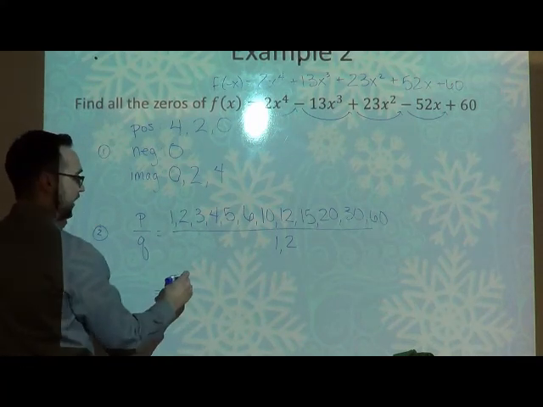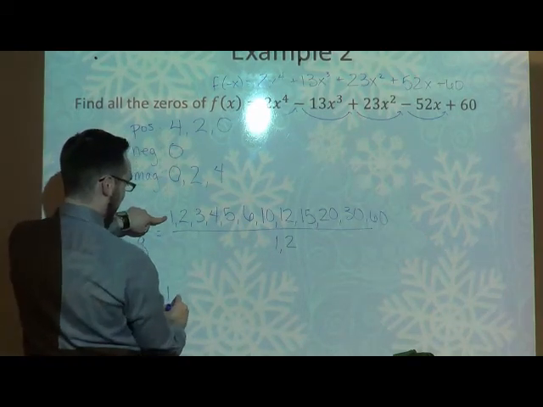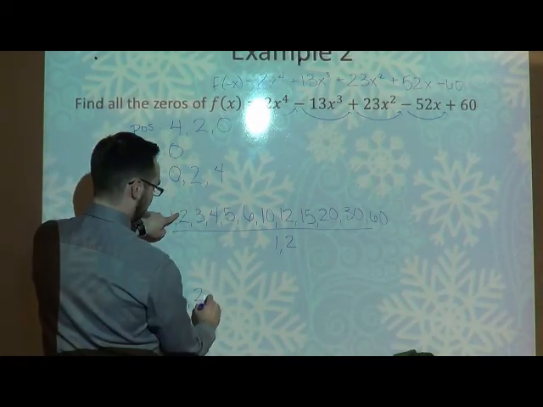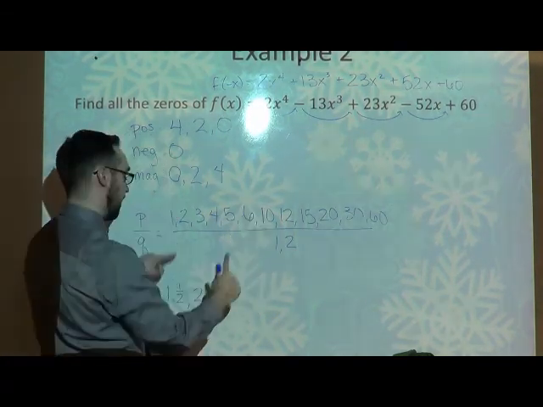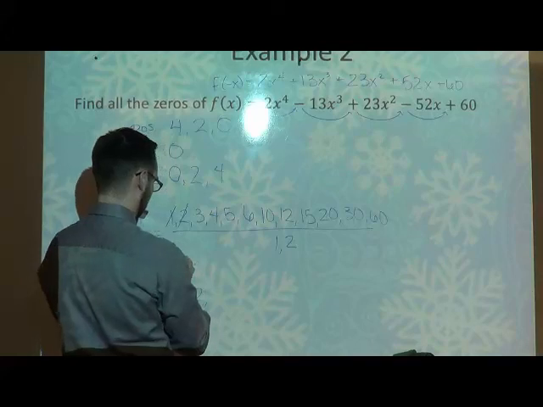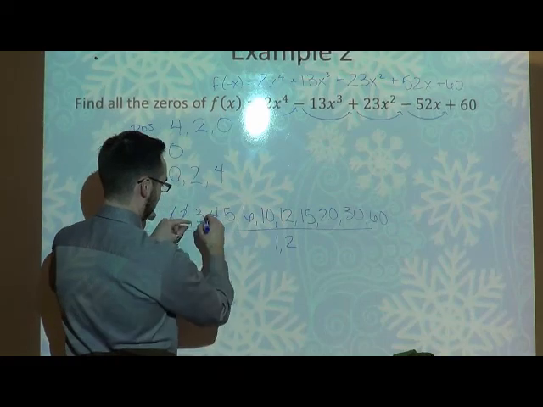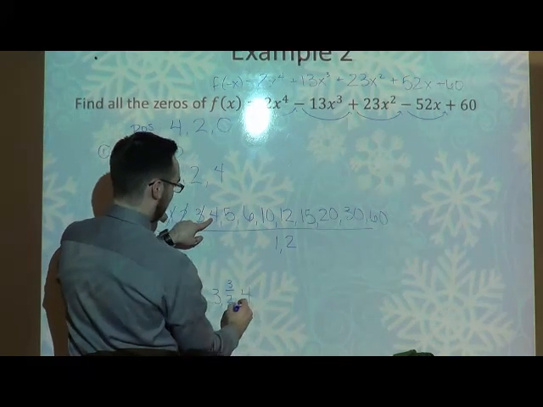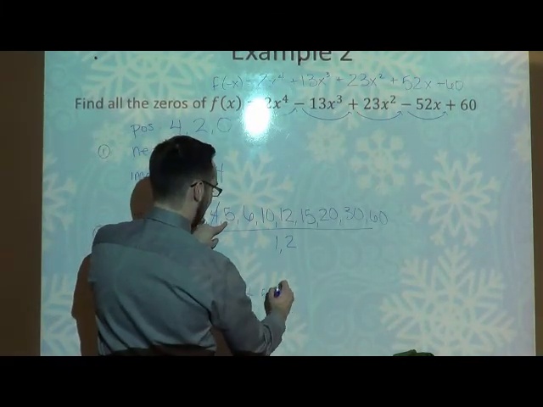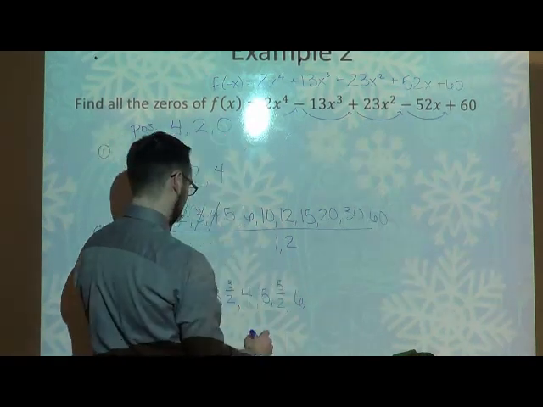So all of my potentials: I would have 1 over 1, which is just 1. I'd have 1 over 2, which is 1/2. I'd have 2 over 1, which is 2. Now 2 over 2 is 1. I already have 1, so I don't have to write those again. Then we have 3 over 1, which is 3, and 3 over 2, which is 3/2. 4 over 1 is 4. 4 over 2 is 2, and I already have that. 5 over 1 is 5. 5 over 2 is 5/2. 6 over 1 is 6. 6 over 2 is 3. I already have that.